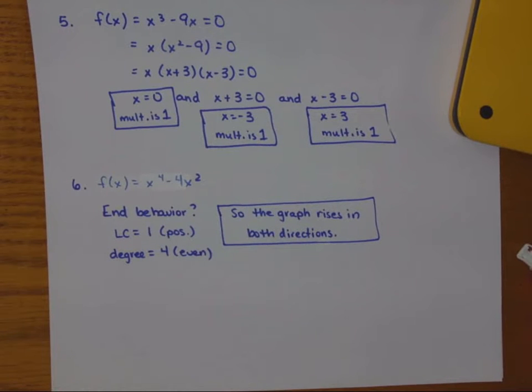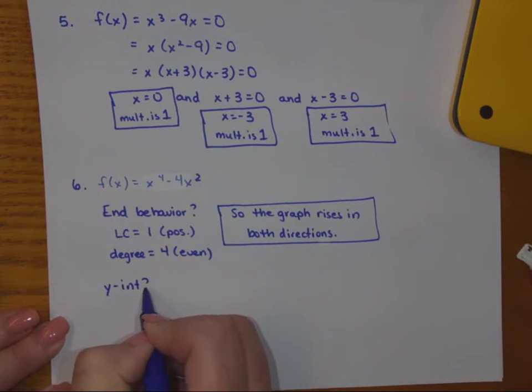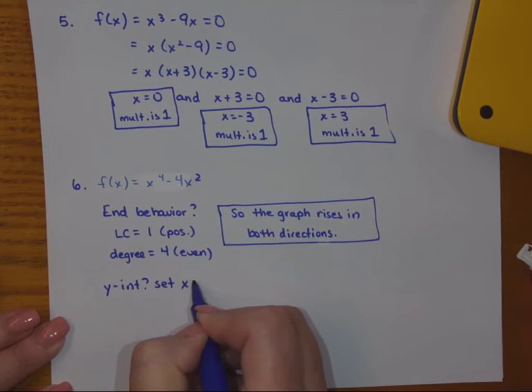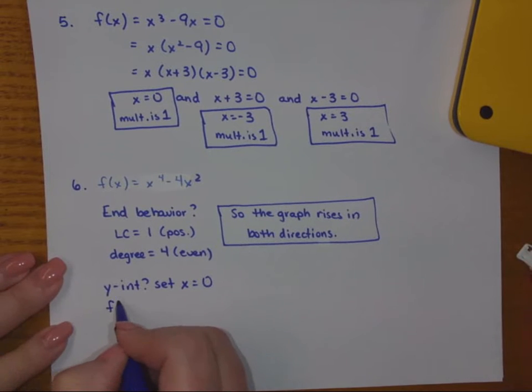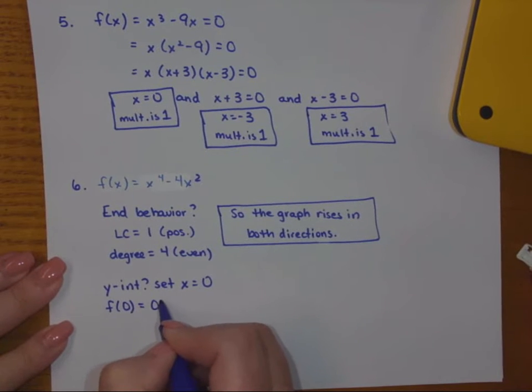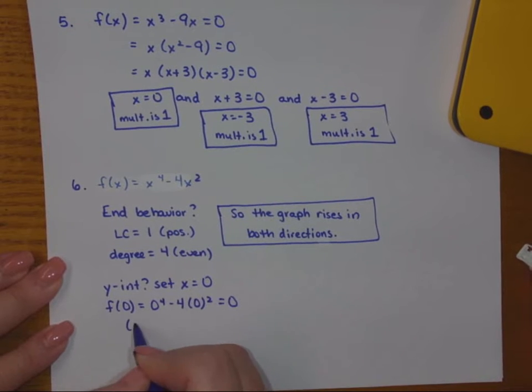All right, so end behavior, now let's find the y-intercept. To find the y-intercept, we always set x equal to 0. So we would do f of 0, which is 0 to the 4th minus 4 times 0 squared, but that's just 0, so we would get (0, 0) there.